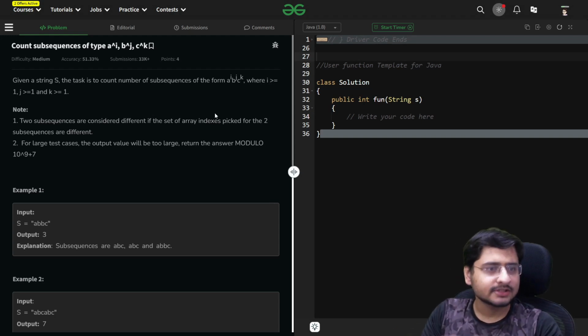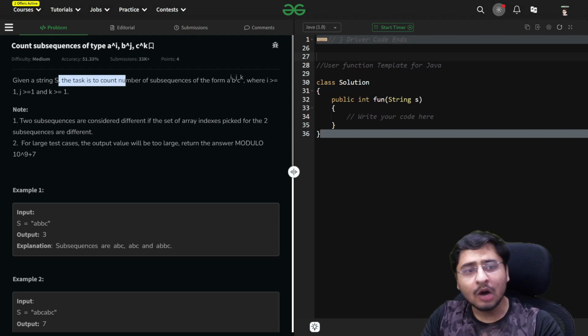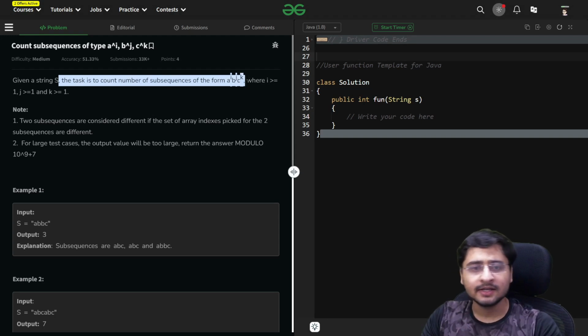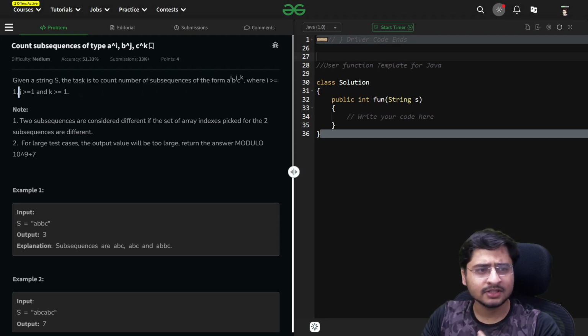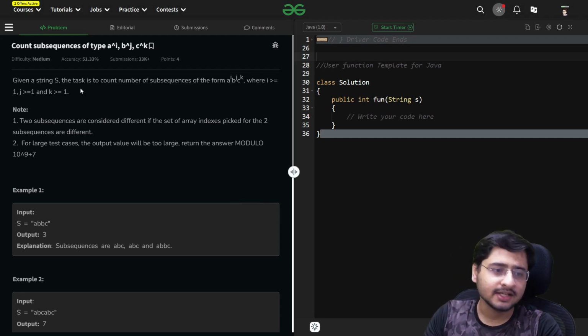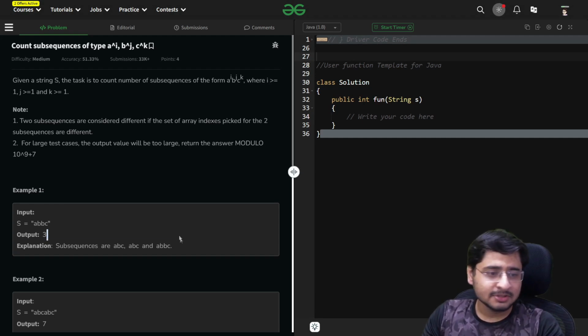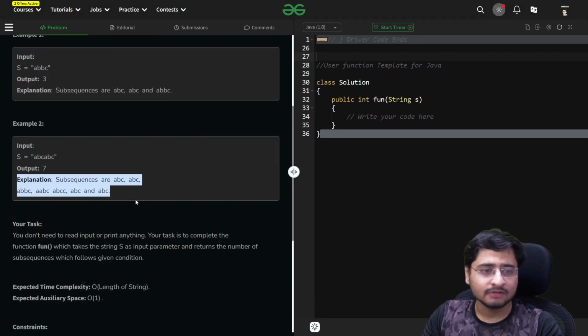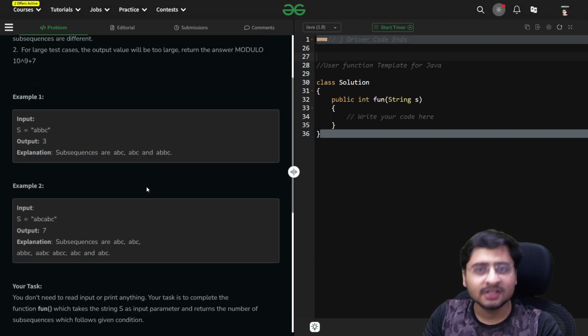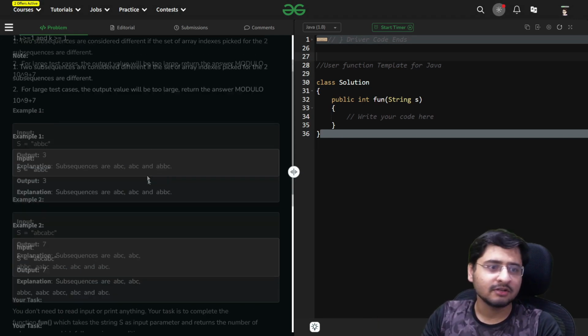So let's see what the question is saying. You are given a string S. The task is to count the number of subsequences of the form a^i, b^j, c^k, where i is greater than or equal to 1, j is greater than or equal to 1, k is greater than or equal to 1. So they cannot be 0. This is a single-liner question. If this comes in an interview, it's very hard to understand what the question is saying if this explanation is not given, which is generally not given in online interviews itself.